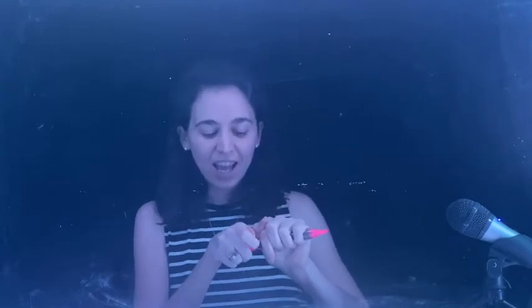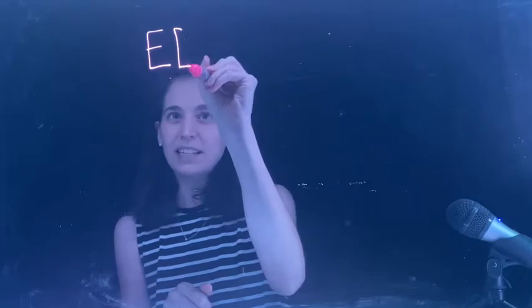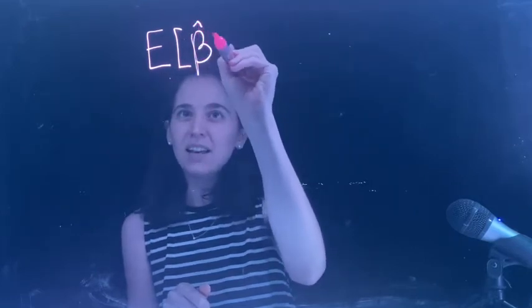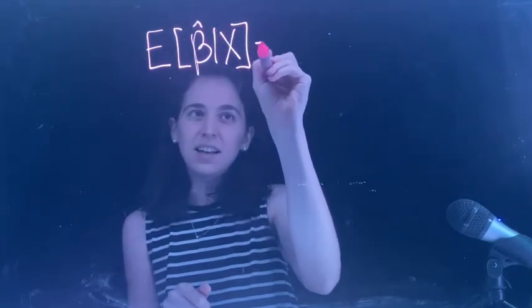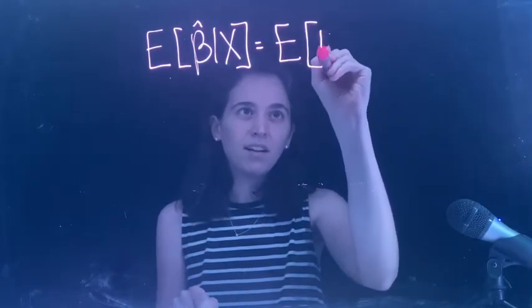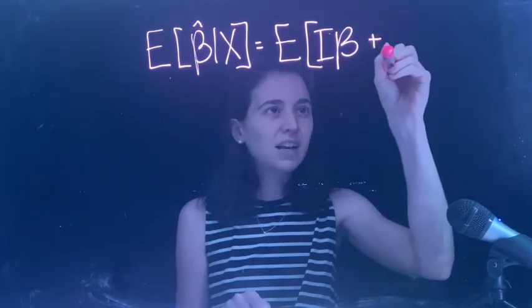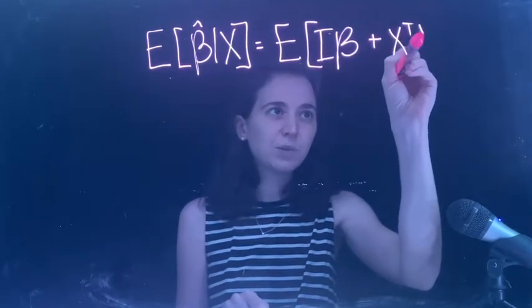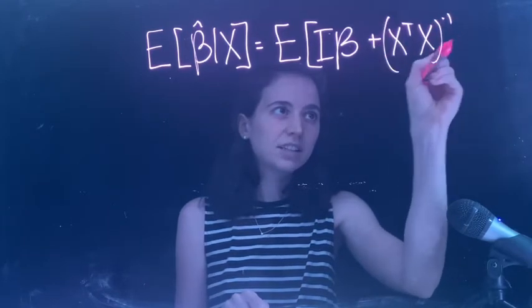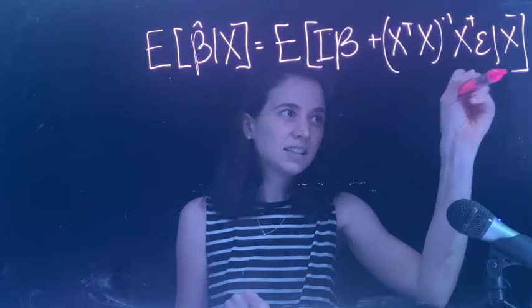Okay, let's go over the answer to the application exercise that you all did last class. So I got you this far. I showed you that the expectation of beta hat given x is equal to the expectation of the identity matrix times beta plus (x transpose x) inverse x transpose epsilon given x.